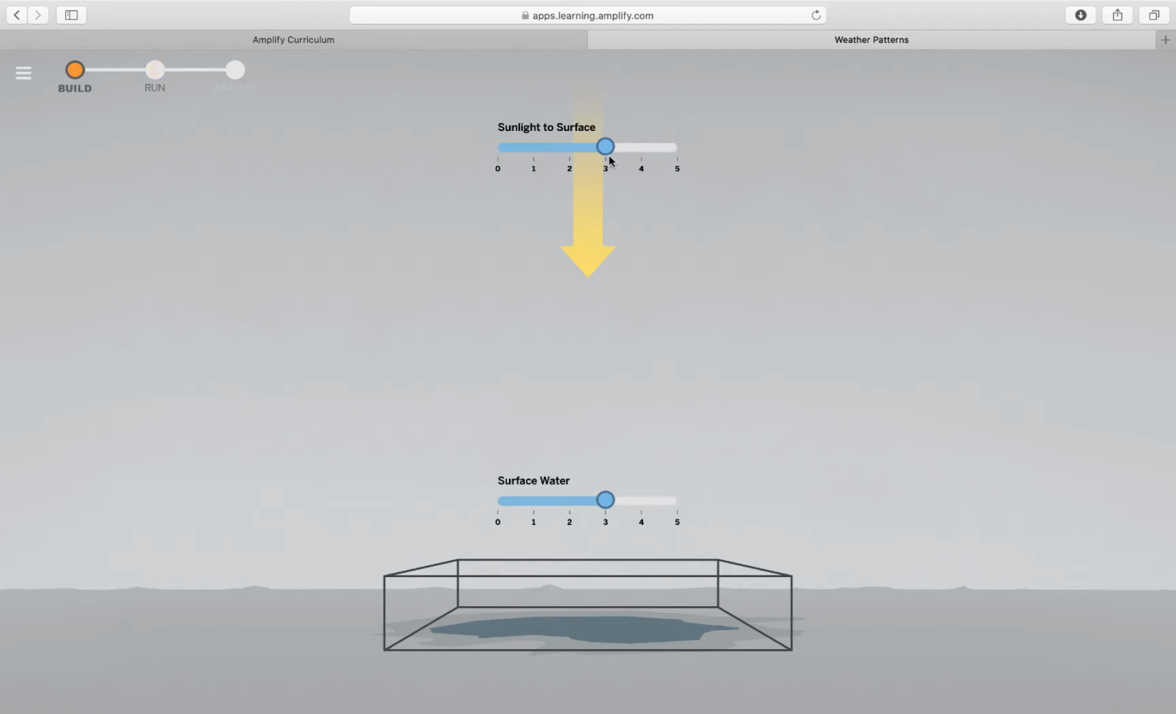And so let's go ahead and make the sunlight to the surface as big as possible. And you can see that arrow got really large. We're not going to do anything today with surface water. We're just going to change sunlight to the surface. So we've got a lot of sunlight. It's going to be absorbed by the surface. Let's go ahead and run that sim.